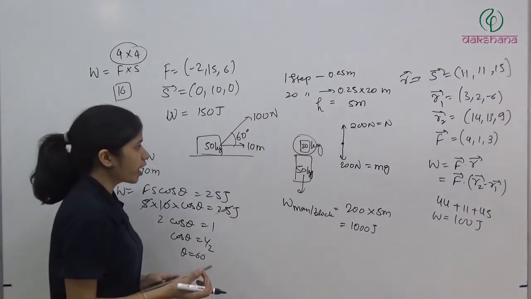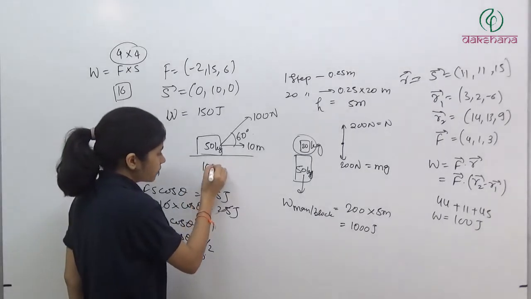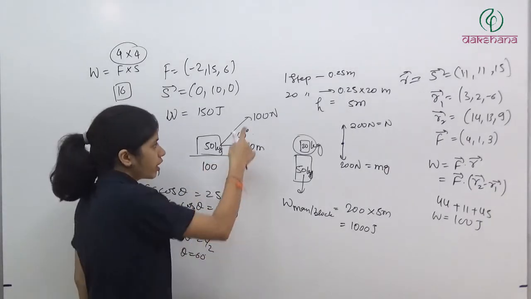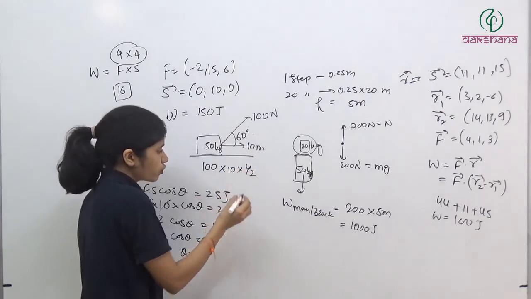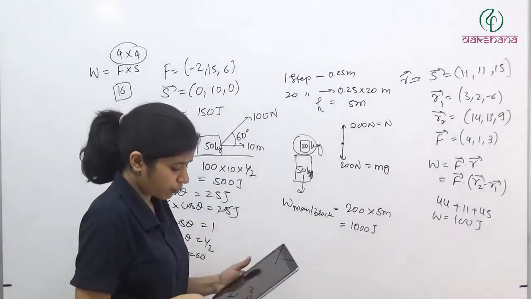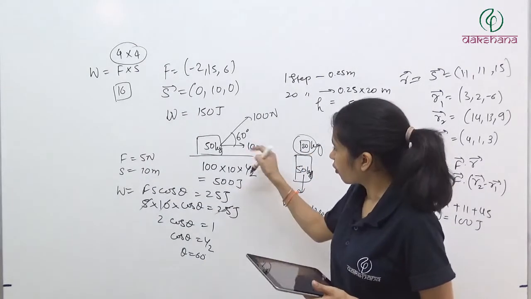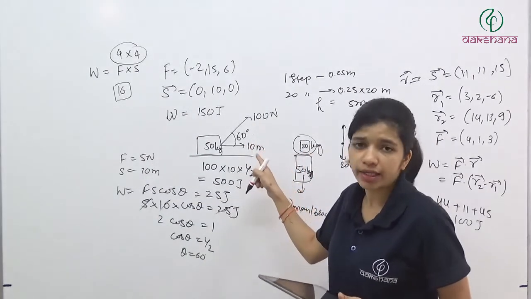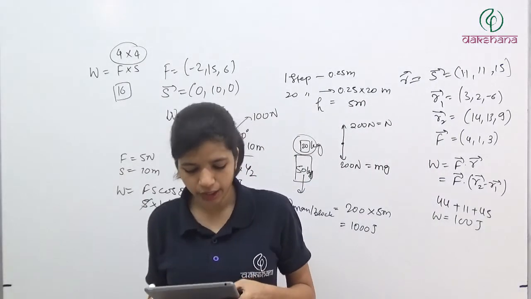So simply what we have, force dot S, right? So force is 100. So F S cos theta. Force is 100, S is 10, cos theta is half. So what will be the work done? 500 joule. 500 joule will be the work done. Clear? So what we are doing? 100 Newton at 60 degree angle with horizontal. Option 3 is the correct answer.